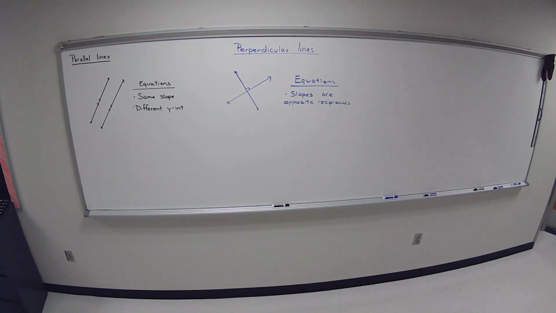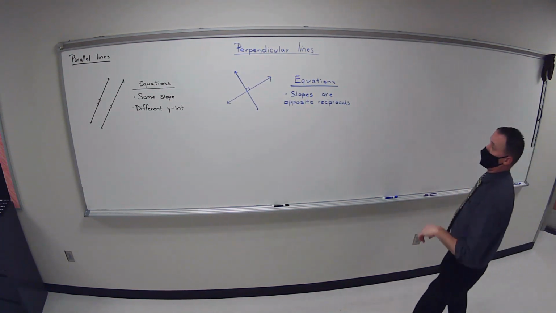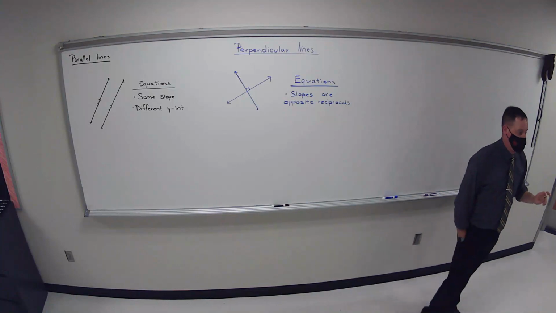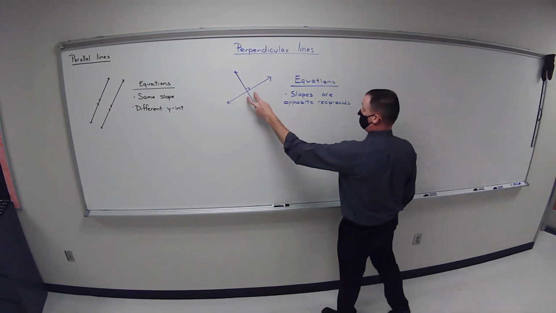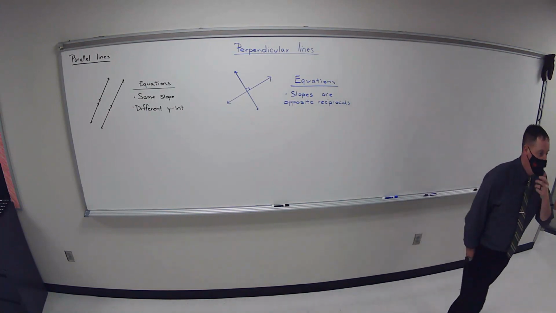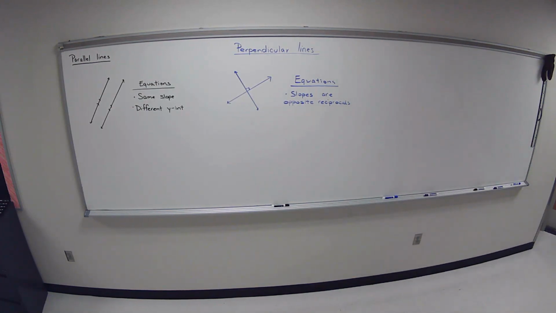Now, second type of line, perpendicular lines. Remember that perpendicular lines are two lines that intersect to form a right angle. Okay, that's what the picture of this looks like right here. What do we know about their equations? We only know one thing. And the one thing that we know is their slopes are opposite reciprocals.